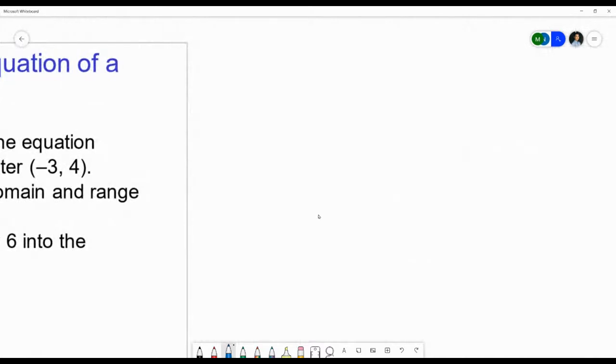Let's do it over here. Let's write down the given information. The center is hk, -3 and 4, and our radius here is 6. So our formula is x minus h squared plus y minus k squared equals r squared. We're just going to do direct substitution in here.